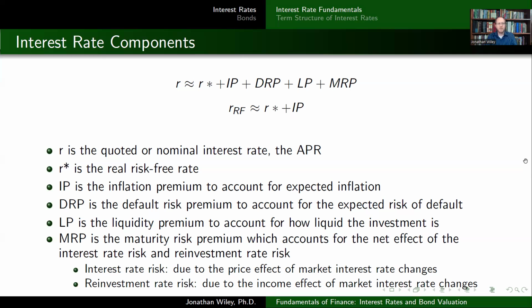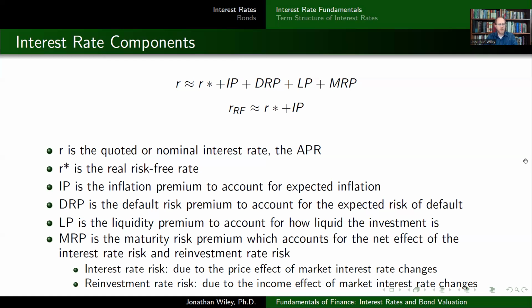Maturity risk premium, that's due to market interest rate changes. Market interest rates could change all over the place over a long period of time. Probably not too likely to change too drastically in the next 48 hours. So the longer the period of the loan, probably the inflation premium is going to get bigger, the default risk premium is going to get bigger, and the maturity risk premium is going to get bigger, basically because there are more uncertainties about what's going to happen. And that will come into more clear focus in the next video about the term structure of interest rates.